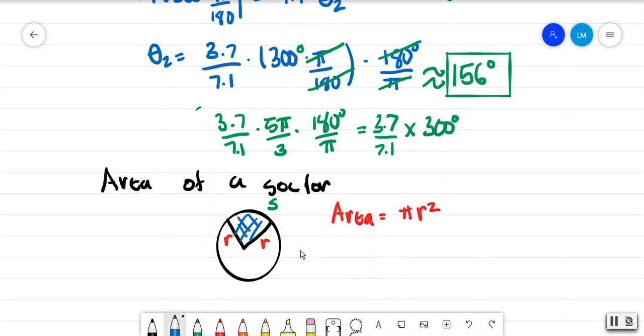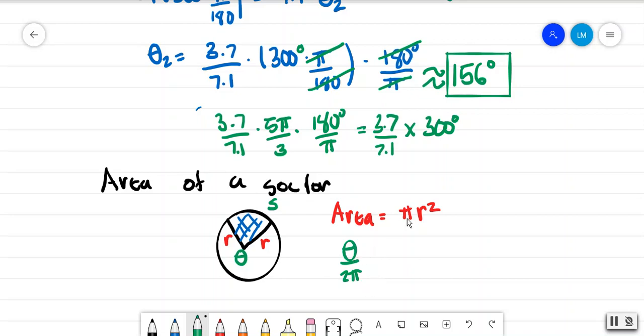So we can say it like this: if this angle measure is theta, then theta is going to be a fraction of the full circle. Let's just take theta divided by 2 pi. That actually works out. So in this case, this is a short amount of the full area.